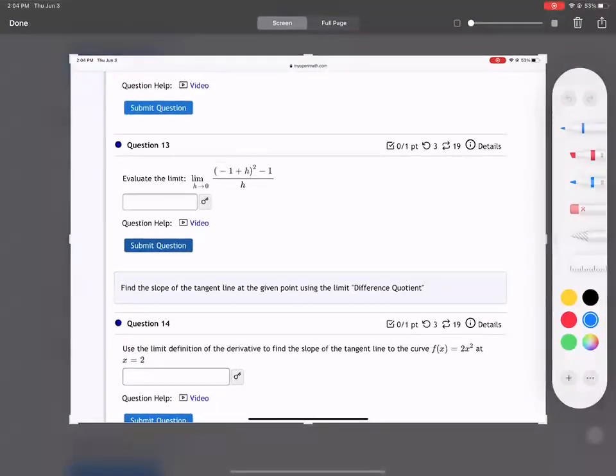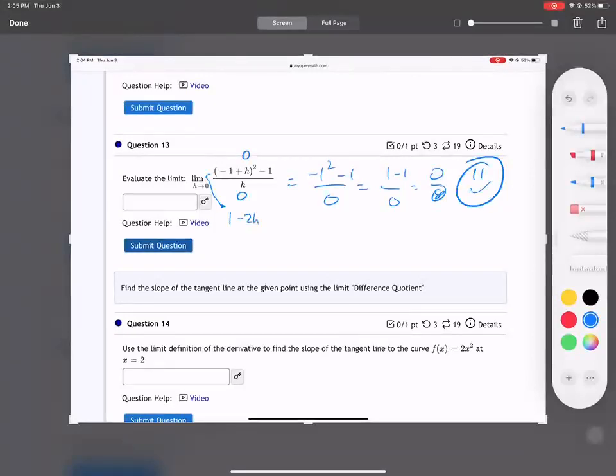Now, I'm going to go ahead and plug in 0 here and see what happens. So, we're plugging in 0. We end up with negative 1 squared minus 1 over 0, which is 1 minus 1 over 0, which is 0 over 0. Oh no, 0 over 0. But actually we should turn this frown upside down and say, hey, if it's 0 over 0, I could probably do something with this. And in this problem here, I can't factor. Maybe I could multiply out. And if I multiply this out, it'll be negative 1 times negative 1 is positive 1. Negative 1 plus negative 1 is negative 2h plus h squared minus 1, over h.